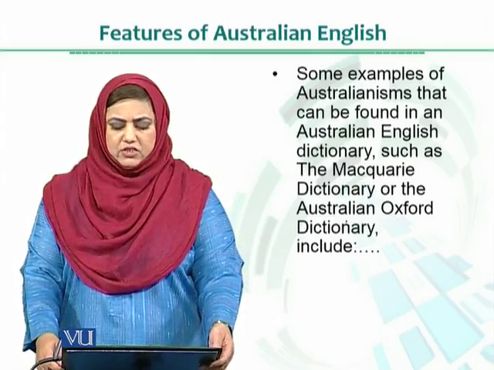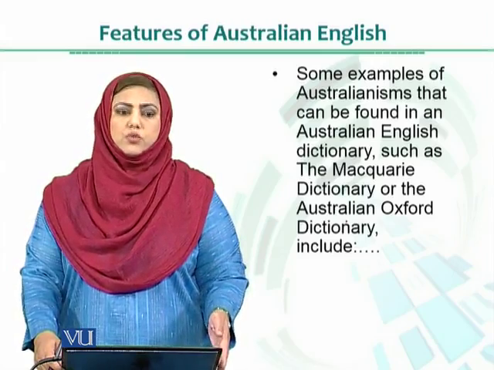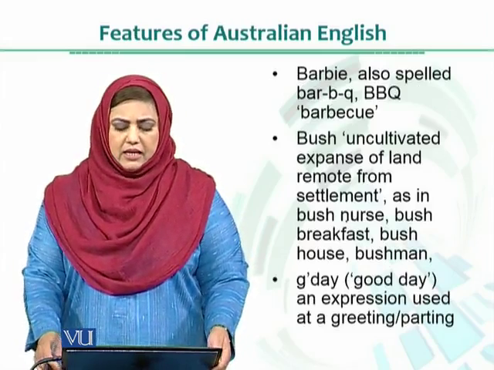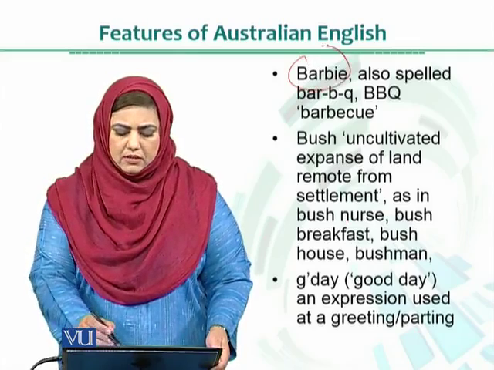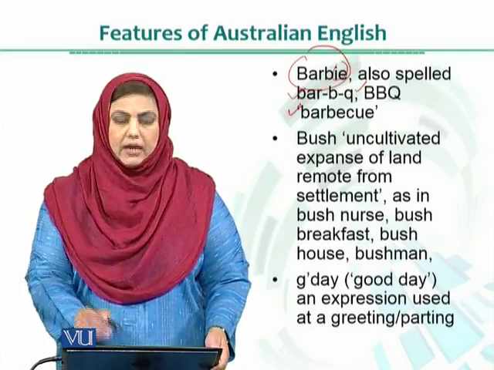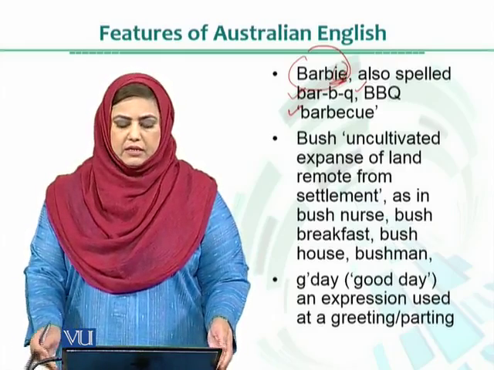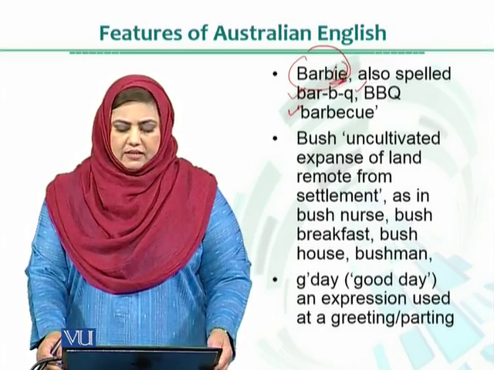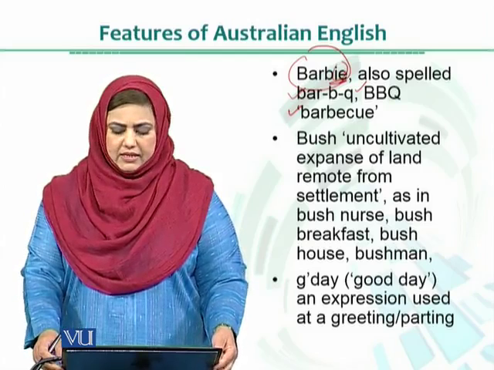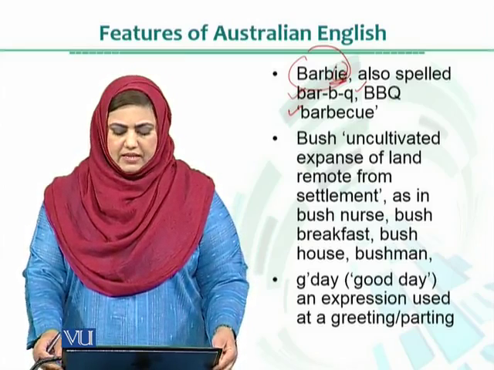So, there are various dictionaries such as the Australian Oxford Dictionary, etc. They have included a lot of such words in standard English. Here you have some examples on the screen. Again, using abbreviations, barbie. Barbie is used for barbecue, that we write like this, or like this, or like this. But this E form is used to give it a shortened form. Again, bush. The word is used for uncultivated expanse of land remote from settlement, as in bush nurse, bush breakfast, bush house, bushman, etc.